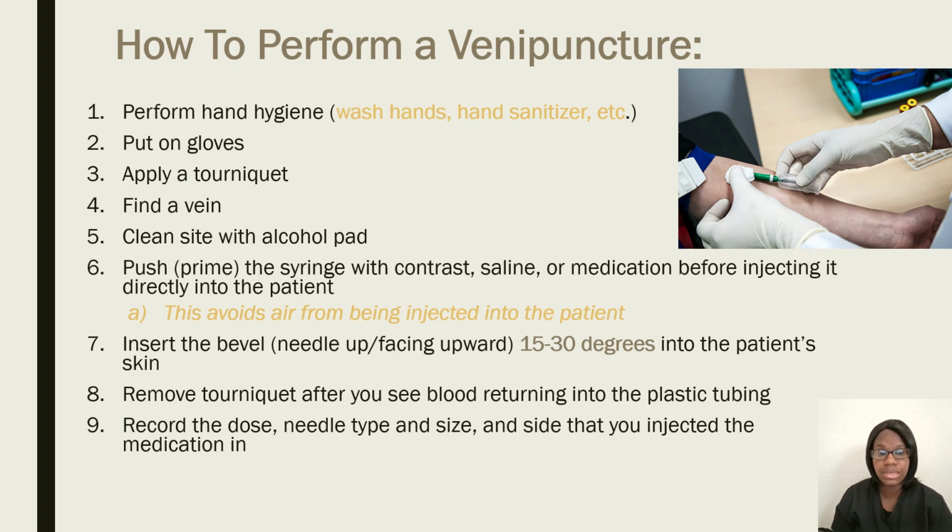You want to insert the needle with the bevel facing upward, and you want to insert this at a 15 to 30-degree angle into the patient's skin. Remove the tourniquet. After you see blood, return it into the plastic tubing. That's step 8. For step 9, record the dose, needle type, and size, and side that you injected the medication in.